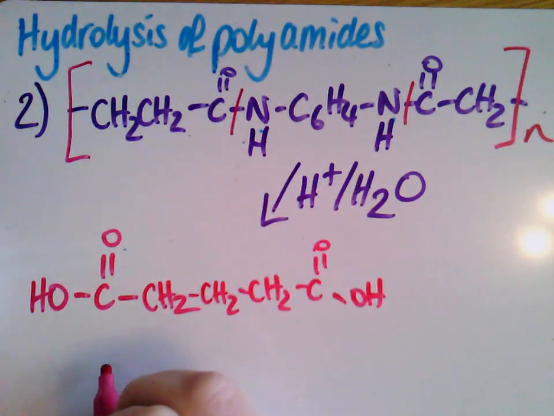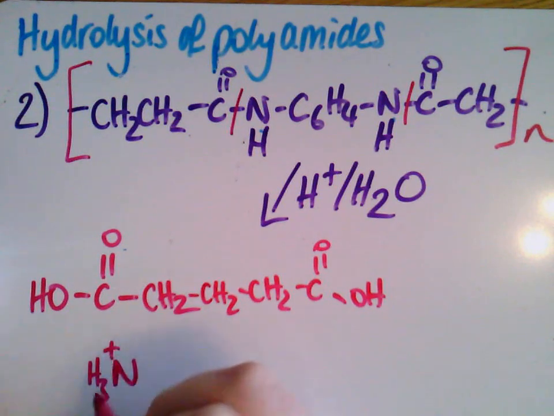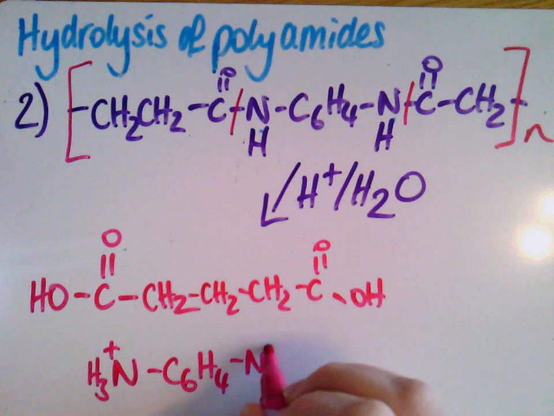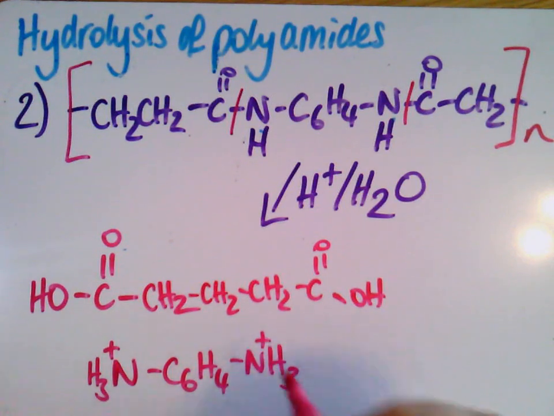And then I'm going to take my diamine, and remember that this is going to act as a proton acceptor. Okay, and so in acid conditions, this is going to be the diamine that I produce, and it's going to be a salt with the additional protons added.